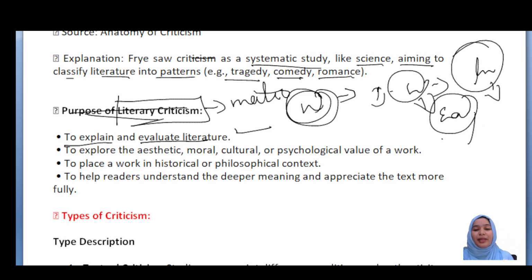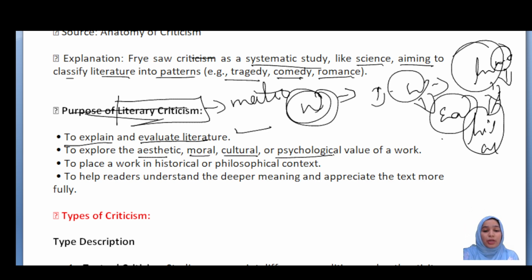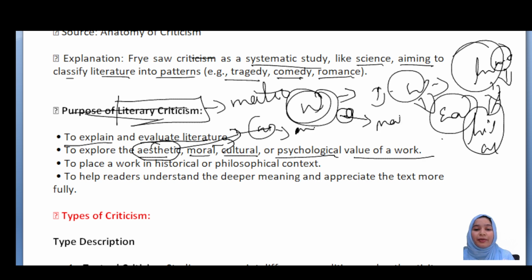There must be a difference between literary criticism and literary works. Literary criticism is born from the literary works. By this only it appeared in the literary world. And to explore the aesthetic, moral, cultural and psychological value of a work. Once we read any work, we can justify the work in our own way. That gives a kind of aesthetic satisfaction to the reader, to the writer, especially to the critic. And a moral view also. So whatever is written in literature, the reply must be in a moral, very authentic, accurate way. That is what criticism is.